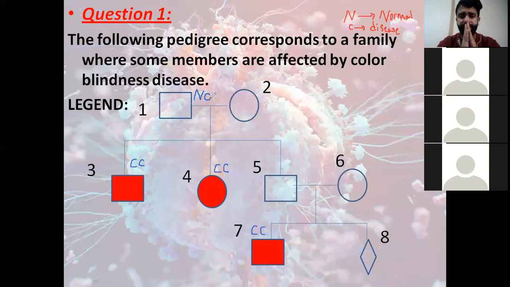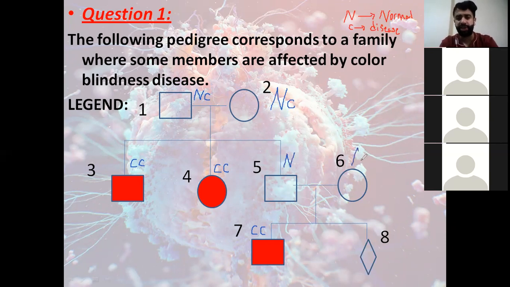Yes, Lynn. Individual 2. Genotype. NC, justify. Because it's normal, so it has the allele N, and it gave birth to 3 and 4 that have genotype CC. So it inherits C from both paternal and maternal. Okay, that's it. So NC. Also for 5 and 6, we do the same process.